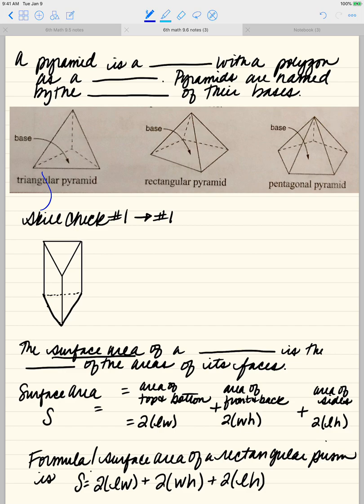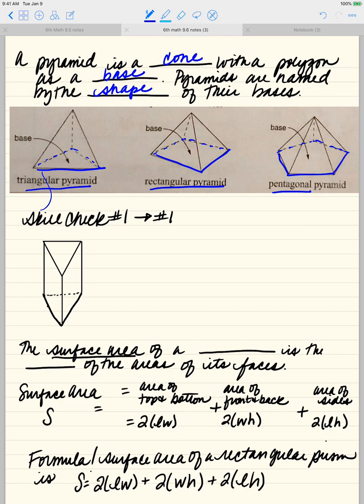We're also going to be talking about pyramids, and a pyramid is a cone with a polygon as a base. And we name pyramids by the shapes of their bases. So the one that we're probably most familiar with is either a triangular pyramid or a rectangular pyramid. So triangular pyramid means at the base of the pyramid there's a triangle. Rectangular pyramid, we've got a rectangle at the base here. Pentagonal pyramid, you've got a pentagon down at the bottom.